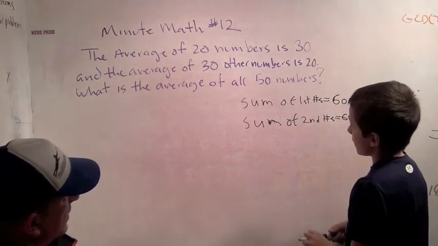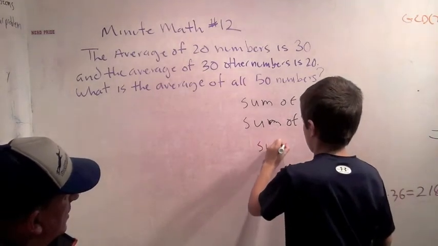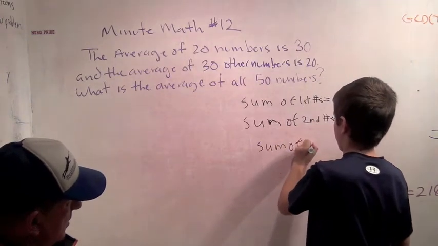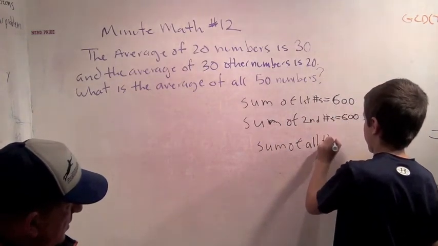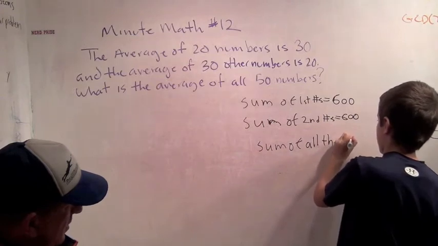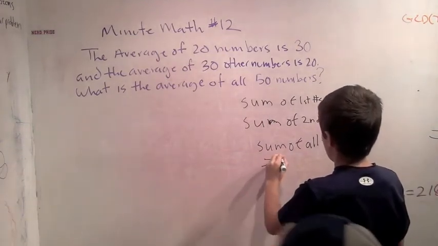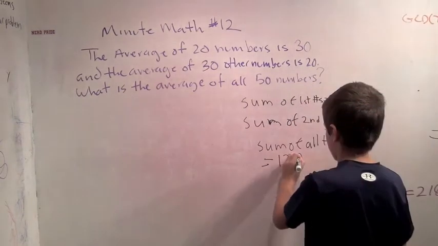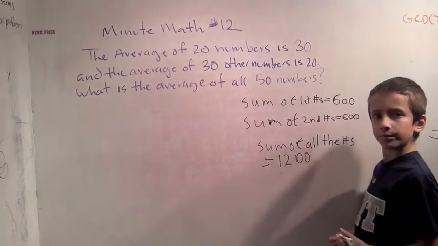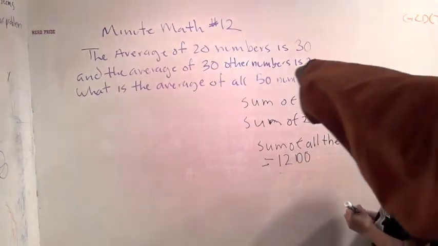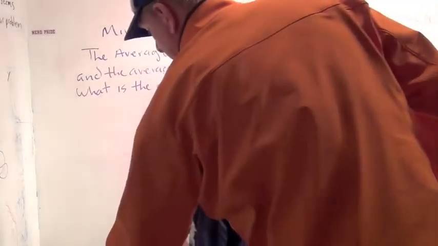So that means the sum of all the numbers, I may be off camera, but I'll just write it down here. I'll double check where you are. 1200. Okay, the sum of all the numbers is 1200. Okay, now move over to where I was sitting. So the sum of all the numbers is 1200.